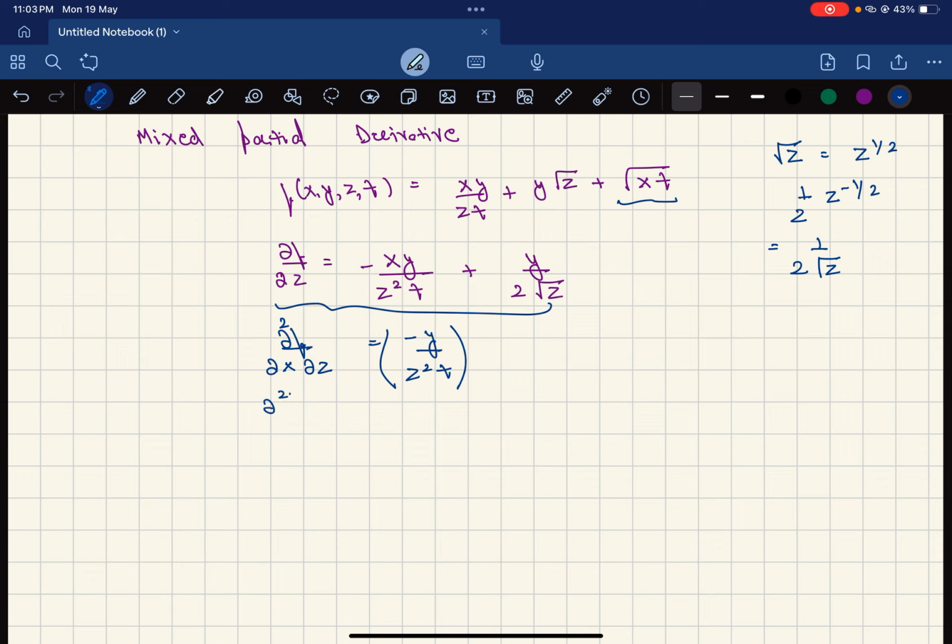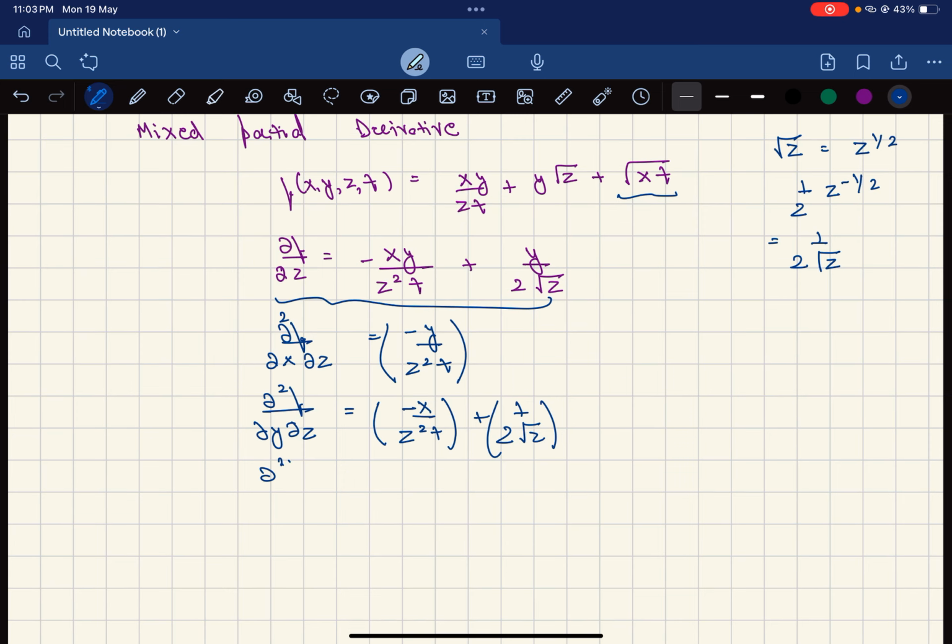Similarly, we can have ∂²f/∂y∂z. So in this case we are doing it with respect to y, therefore the rest of them will become constant, and we are left with -x/(z²t) + 1/(2√z). Now similarly we can also do it with respect to, let's say, t, and so the derivative of 1/t is -1/t², so minus minus becomes plus, and we are left with xy/(z²t²).